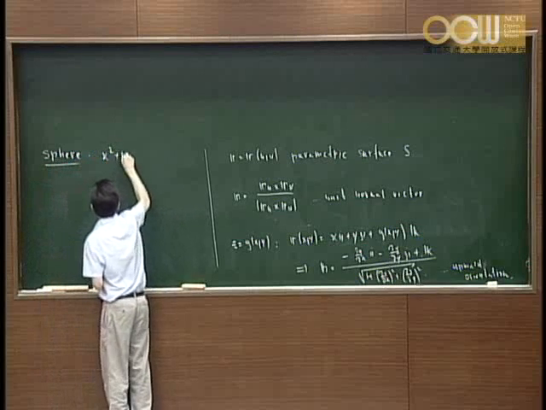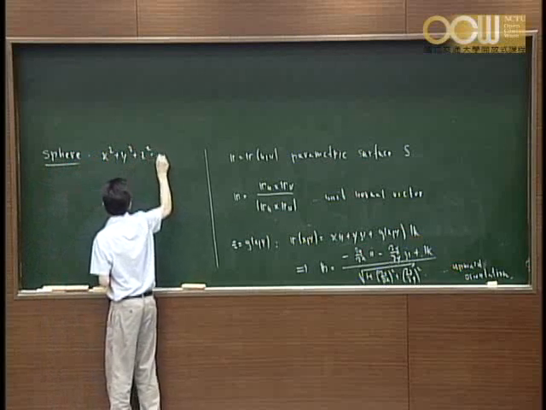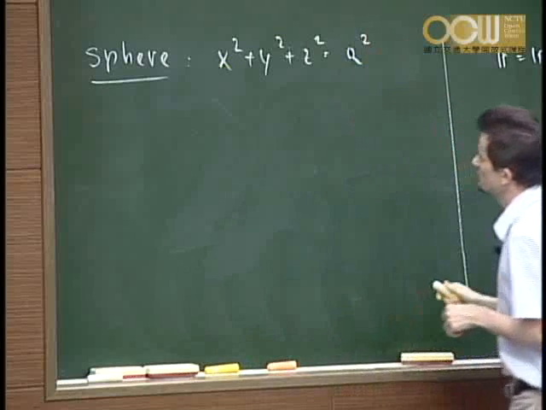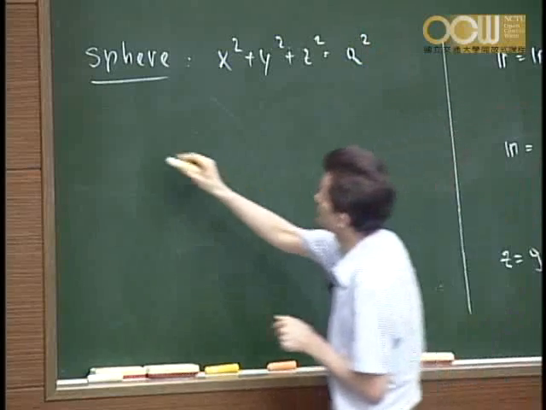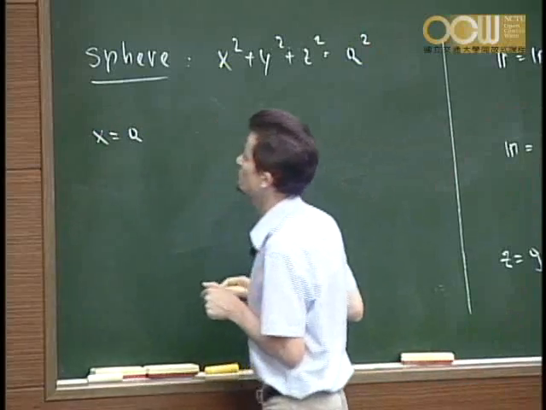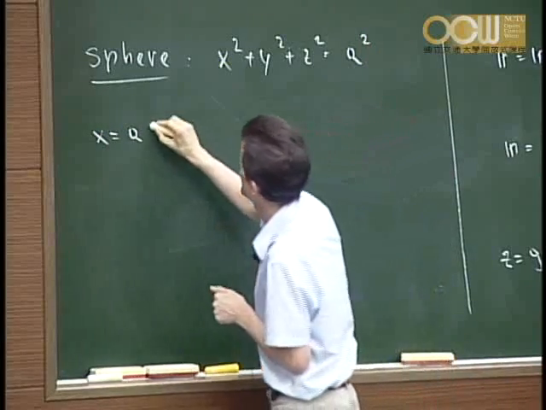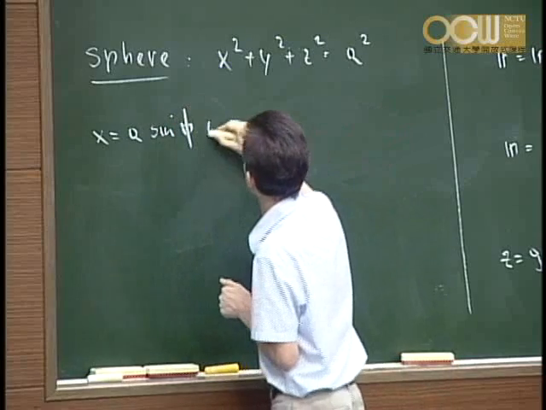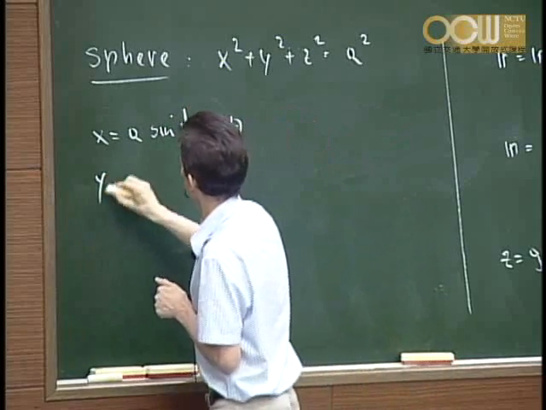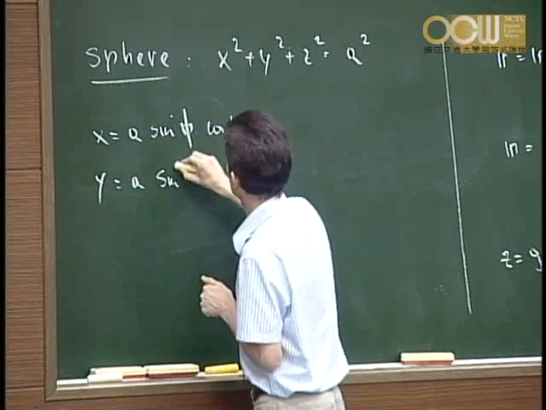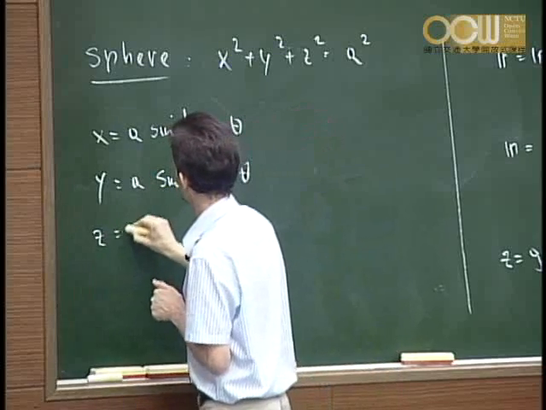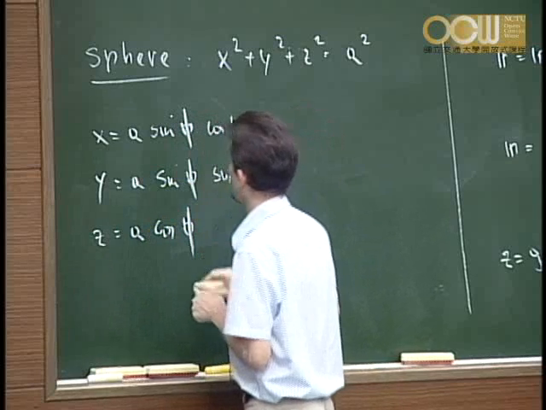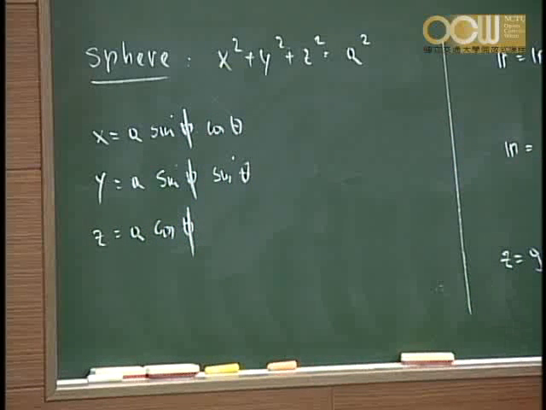So let's say it's the equation x squared plus y squared plus z squared is equal to a squared, this surface. Now, of course, this is a parametric surface. It's easy to find the parametrization. You just use spherical coordinates. So x is a times sine of psi times cosine of theta. y is a times sine of psi times sine of theta. And finally, z is equal to a times cosine of psi. So the parameters are psi and theta.